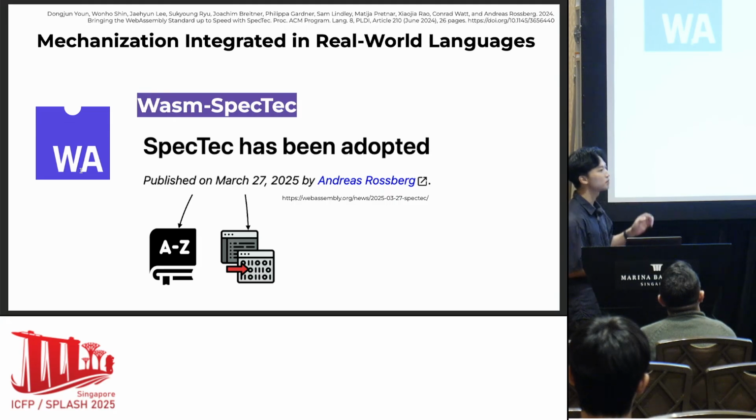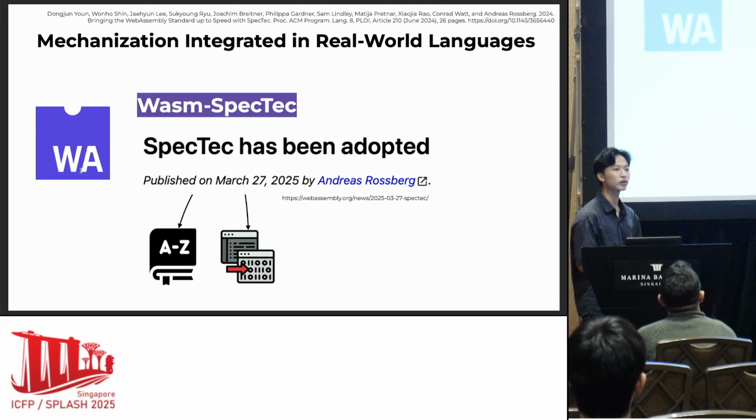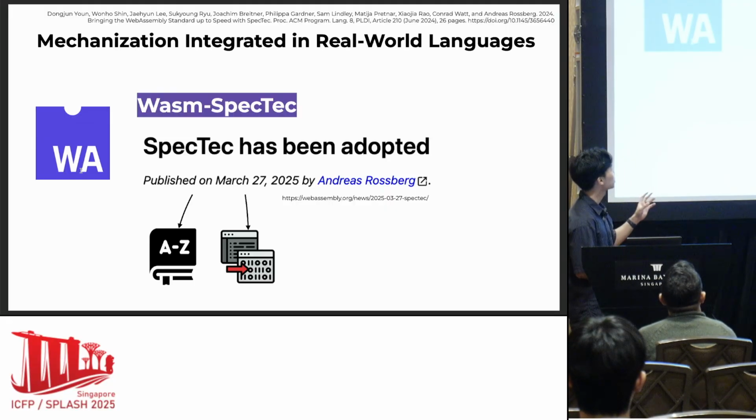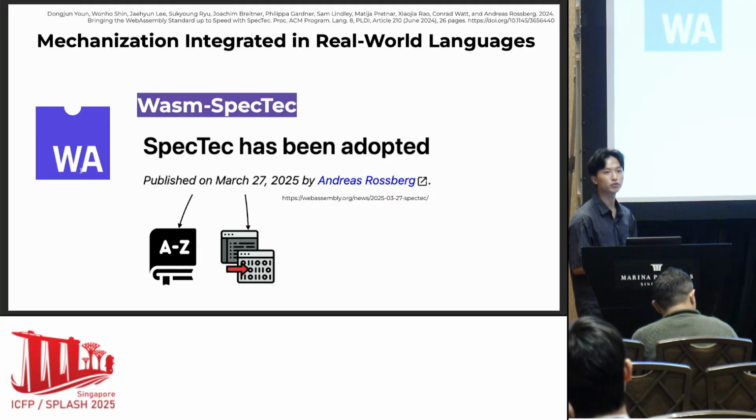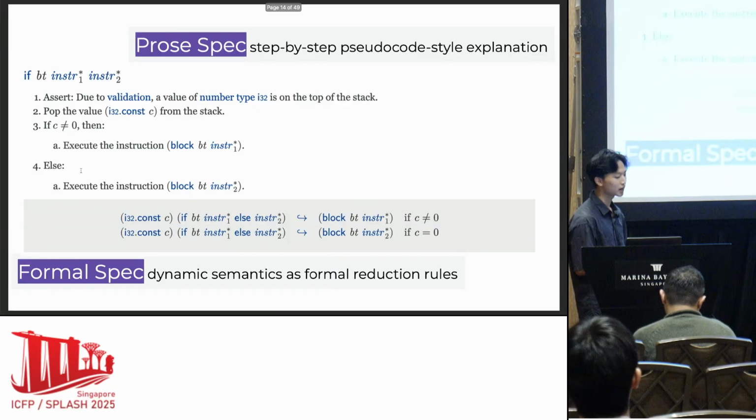For Wasm, a language mechanization framework has been successfully landed into their official spec authoring toolchain. Wasm-SpecTec is now the official specification authoring toolchain for WebAssembly, where it automatically generates a specification document as well as a Wasm interpreter starting from the Wasm specification model. Let's now see how this works in detail.